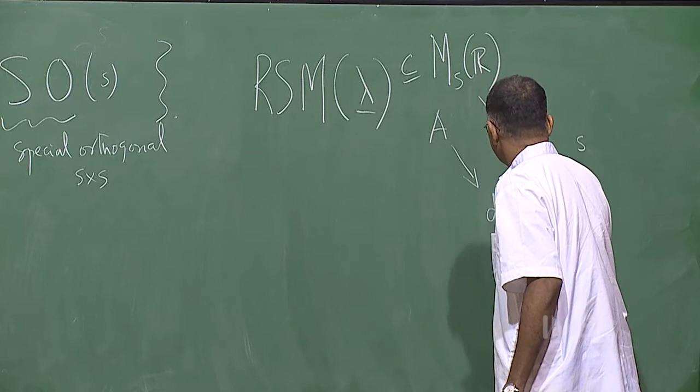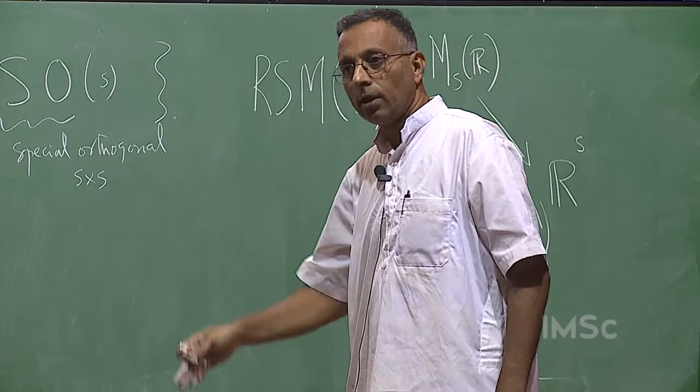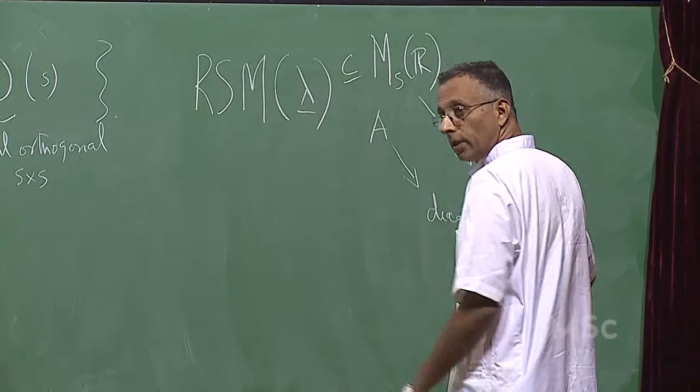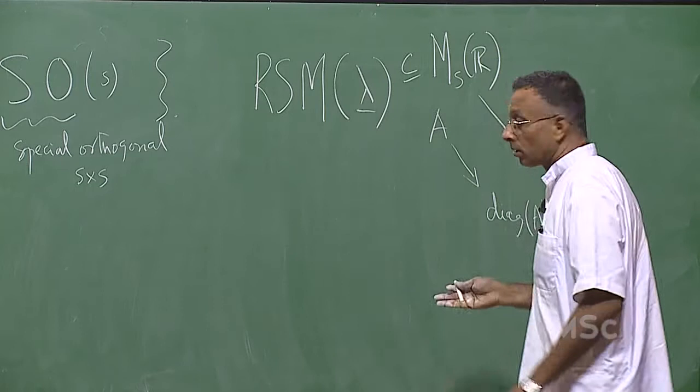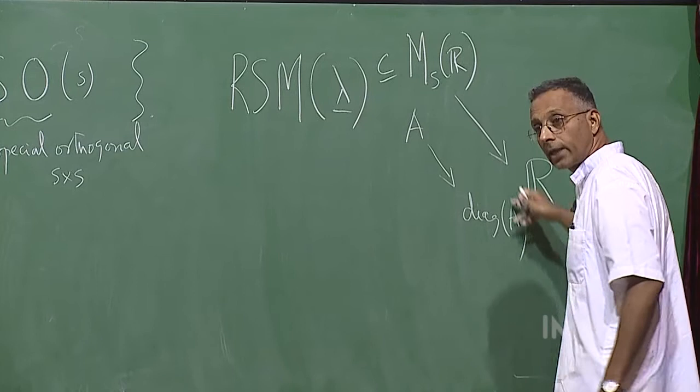So A is an S cross S matrix. I just remove all the other entries, concentrate only on A11, A22, A33, et cetera, and map it to that. Okay? This is a linear map. In other words, this is also a projection. It's a continuous map. Question. This is a compact connected set. Therefore, under this projection, the image of this is going to be a compact connected set of R^S.